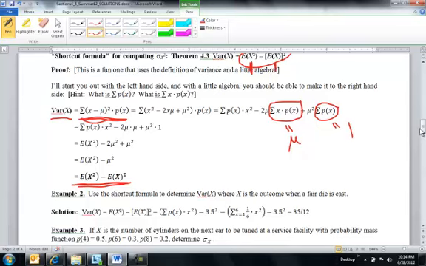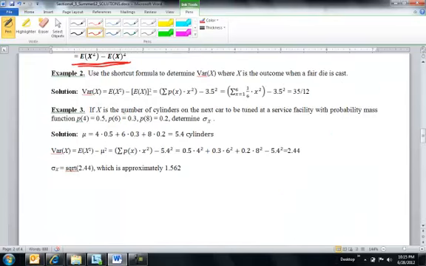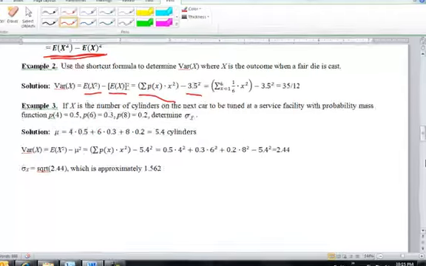So notice I just did a few examples here. Using the die example, that's the expected value of x squared minus the expected value of x, squared. This is the law of unconscious statistician. This is mu squared. Very nice. Same way down here. Just another example. Okay, let's go a little bit further down.